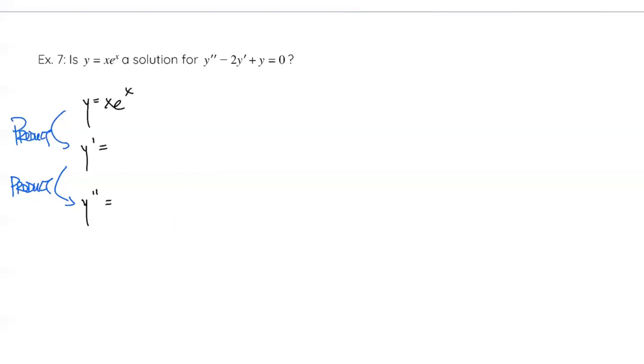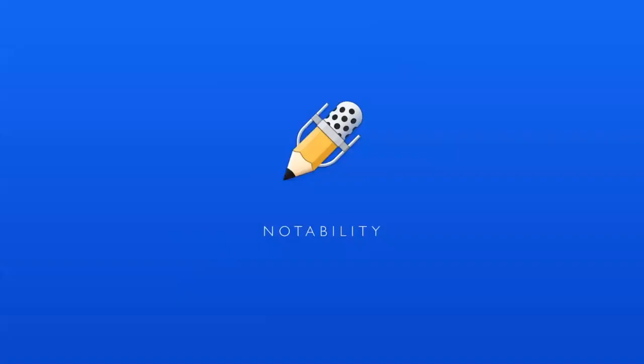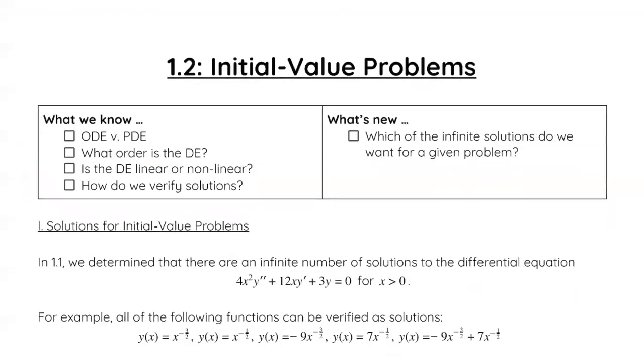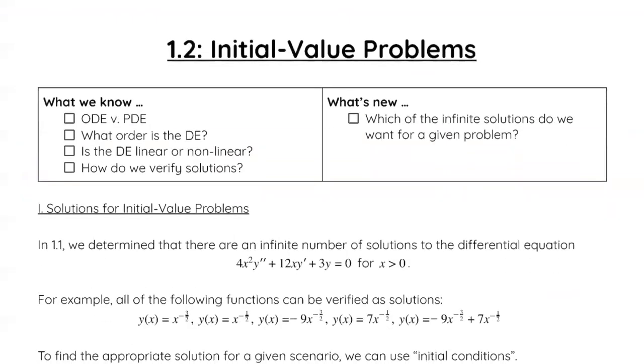All right, so that's it for 1.1, all of the notation and what it means to verify a solution. And so in the last 10 minutes or so of class, we're going to talk a little bit more about initial value problems, which is a specific kind of solution that we're looking for. All right, so initial value problems.